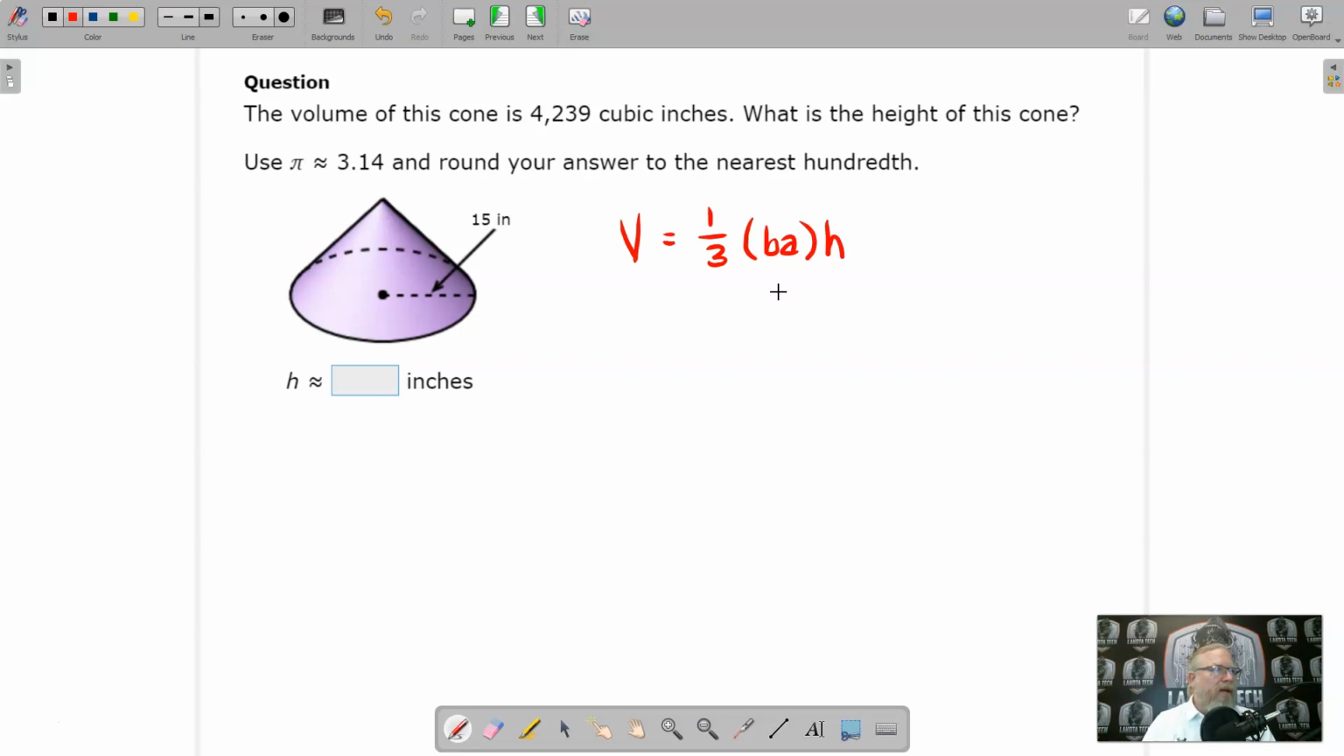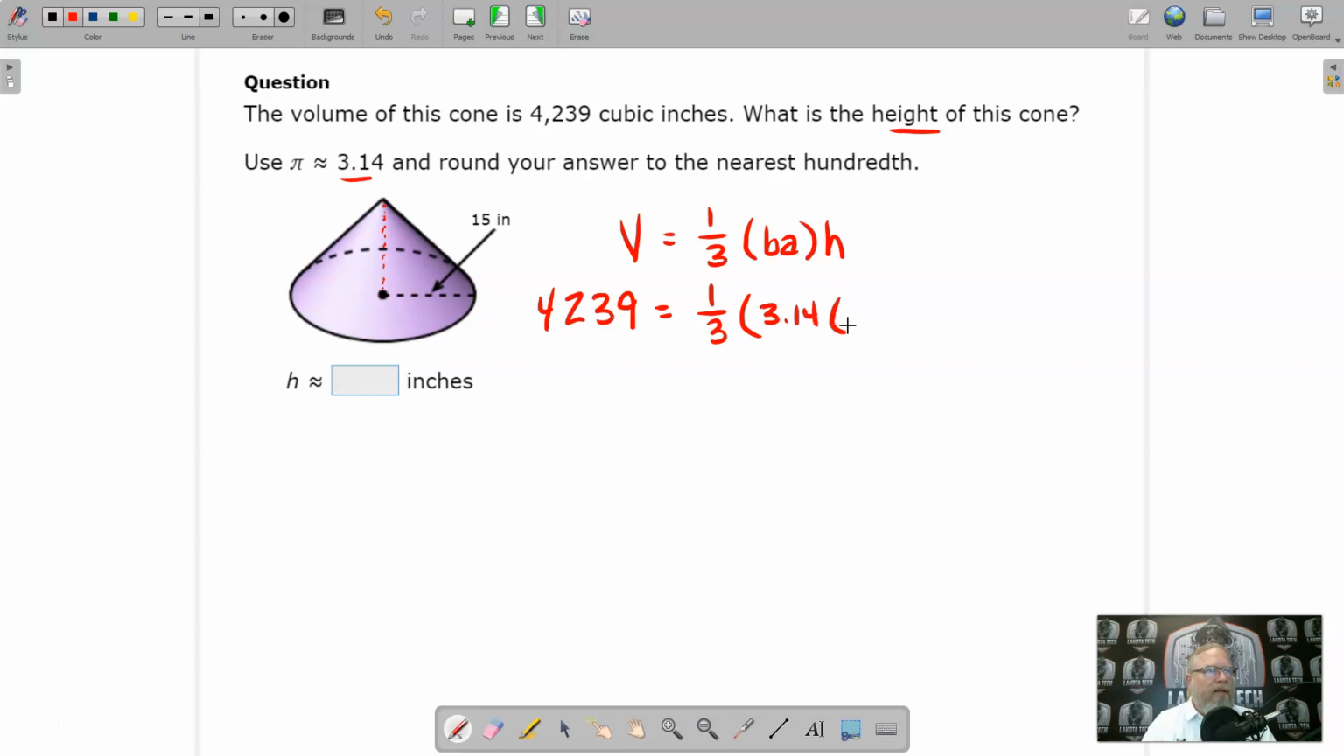So do they give us the height? Oh, that's what they're asking. What is the height of the cone? So what we're missing is this value right here, this height of the cone. We'll just call it H, right? So volume, oh, nope, volume is what we have. We want to put an actual value in there. 4239 equals 1/3 times the base area. In this case, it's pi, which is 3.14.